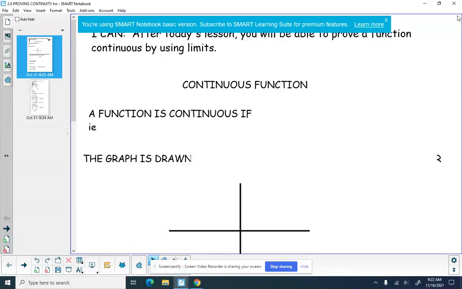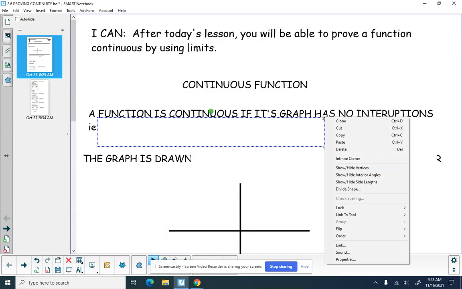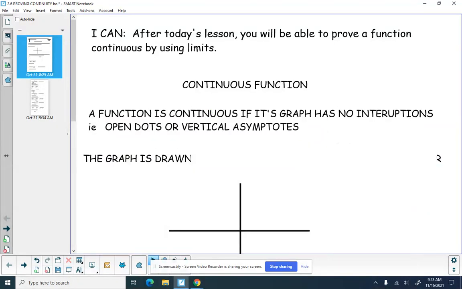Okay, what we're going to talk about today is continuity. We talked about discontinuities already, but we're going to talk about continuity and proving things continuous. When you're talking about a function that is continuous, the function is continuous if the graph has no interruptions. So if you have no interruptions, the function is continuous.